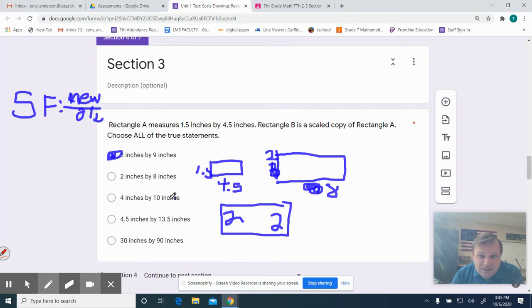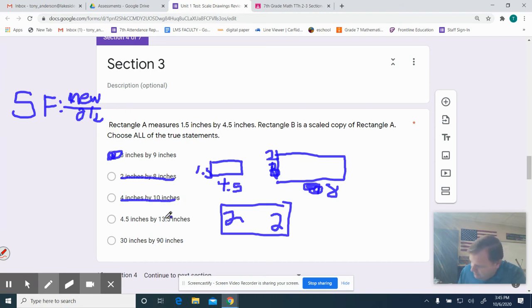So if I change this to 2 and 8, if I divide 8 by 4.5 and 2 by 1.5, I'm going to get 2 different numbers. So when I do that, I know that that's not the same answer. Same here. 10 by 4.5 and 4 by 1.5. Now, if I get a calculator and I actually divide that, 10 divided by 4.5, that's going to give me 2.2 repeating. And then 4 divided by 1.5, that's going to give me 2.6 repeating. So therefore, that cannot be an answer.